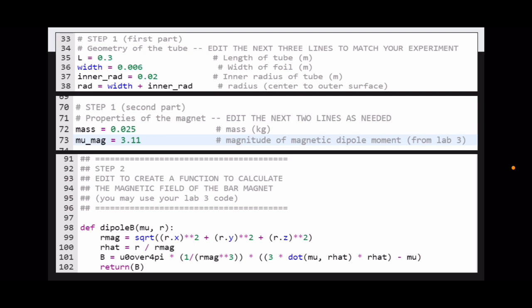In step 1, the first part, we're just inserting our measurements of the aluminum tube, the radius, length, and width. Step 1, second part, we're doing the measurements of the magnet, so the mass and the mu of the magnet. In step 2, we're going to use the dipole function we created in lab 3 to model the magnetic field of the bar magnet. So there's the code for that.